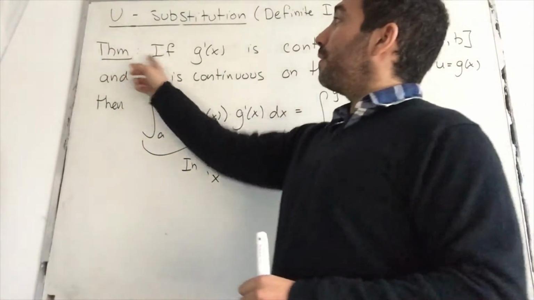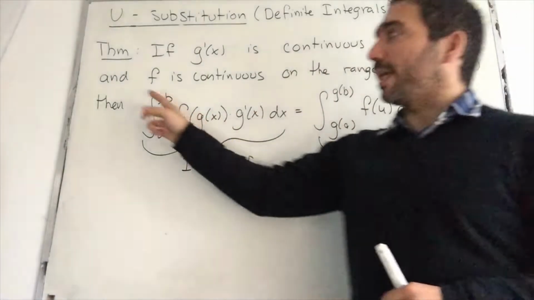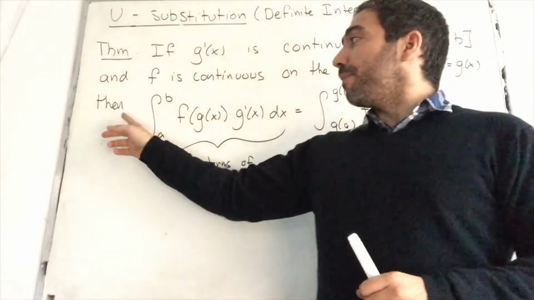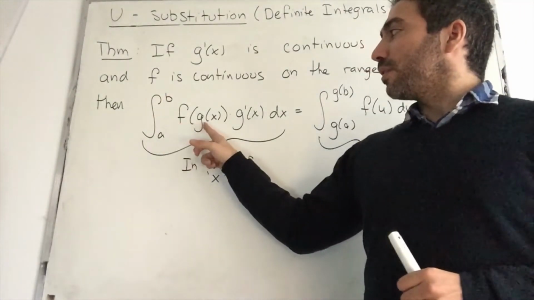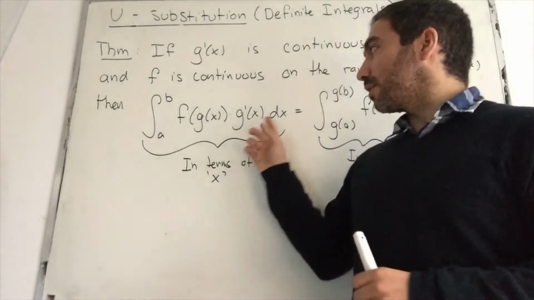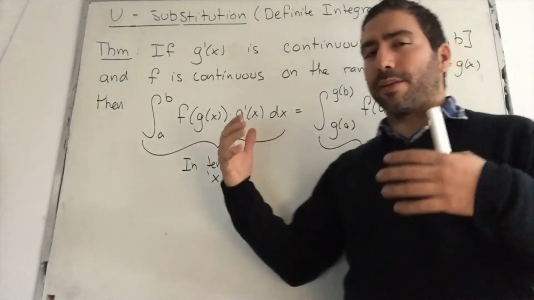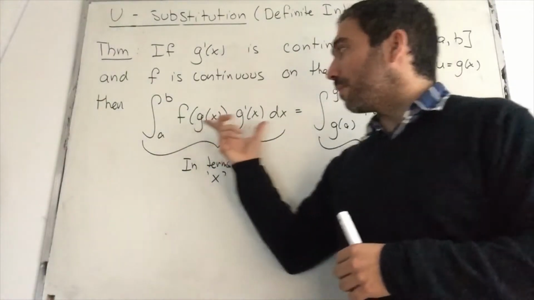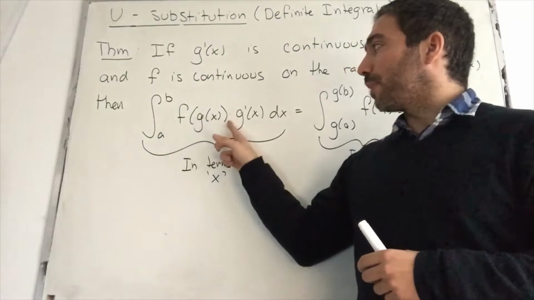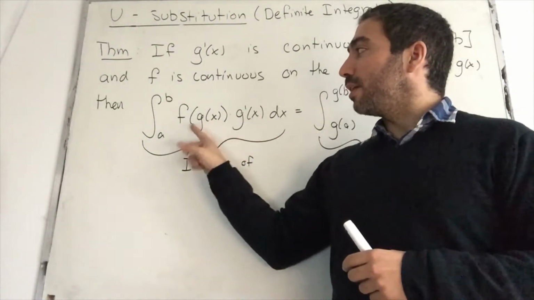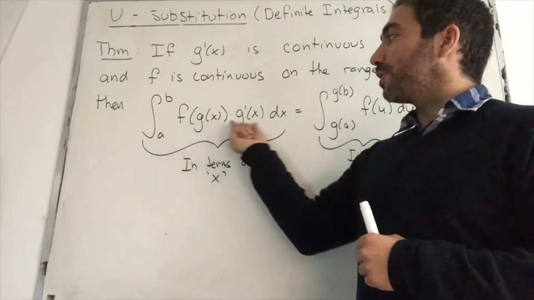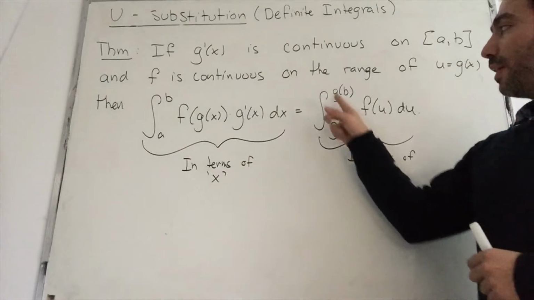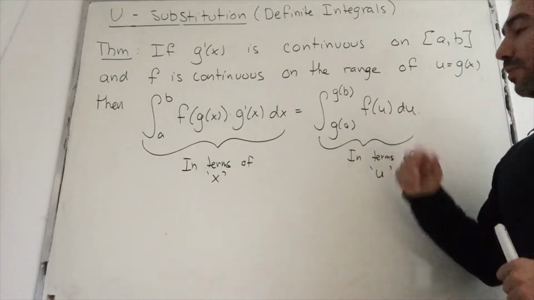It states: if g prime of x is continuous on the closed interval [a, b] and f is continuous on the range of u, which is equal to g of x, then the integral from a to b of f composed of g of x times g prime of x dx. We've seen this before. Essentially, the U substitution is the chain rule for integration in Calculus 2. So we have this composition of functions and we're multiplying by the derivative of what's inside the function f. So you're taking g of x and multiplying by its derivative. Everything here is in terms of x, and that's equal to the integral from g of a to g of b of f of u du.